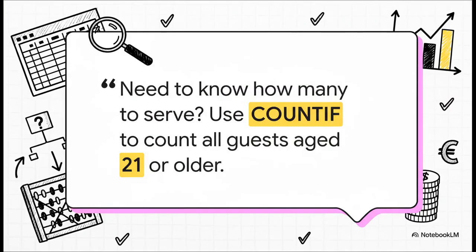Okay, I absolutely love this example because it's so practical and simple. SUMIF and COUNTIF are all about asking questions of your data. Instead of counting things by hand, you just tell COUNTIF, hey, count how many cells in this column are greater than or equal to 21. It's fast, it's accurate, and it's just incredibly useful.